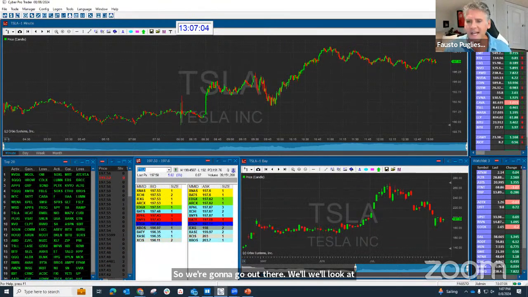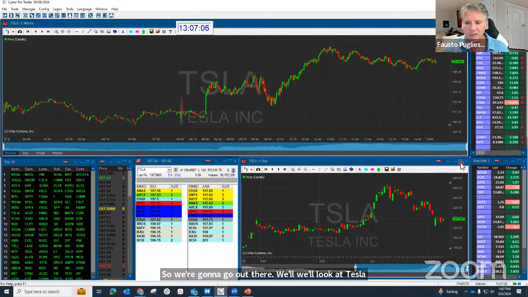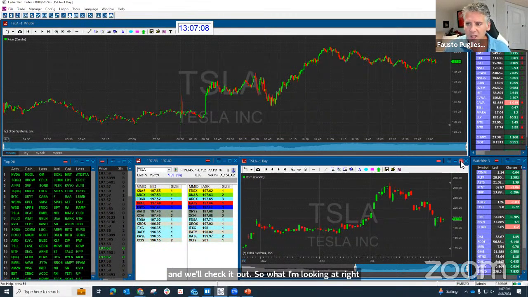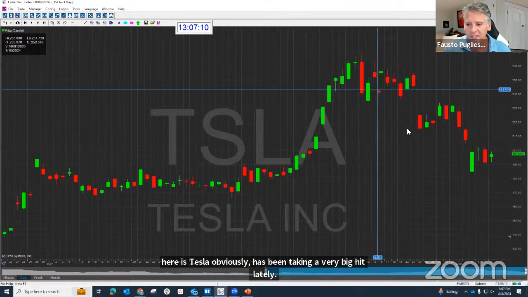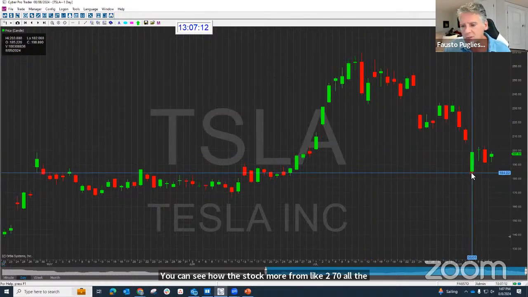All right. So what I'm looking at right here is Tesla obviously has been taking a very big hit lately. You can see how the stock went from like 270 all the way down to about 180.